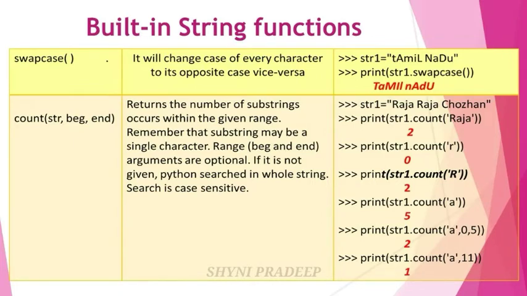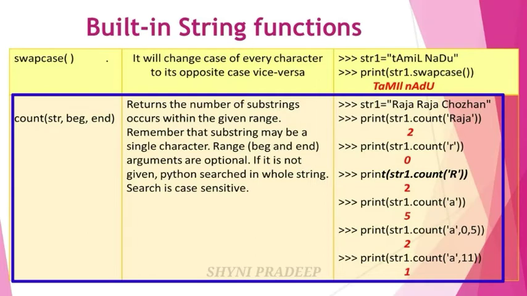Okay. And next, count(str, beginning, end). It returns the number of substrings that occur within the given range. Remember that a substring may be a single character. The beginning and end are optional. Okay. If they are not given, Python searches the whole string. Search is case sensitive, which means uppercase letters and lowercase letters are different. Okay, not the same.